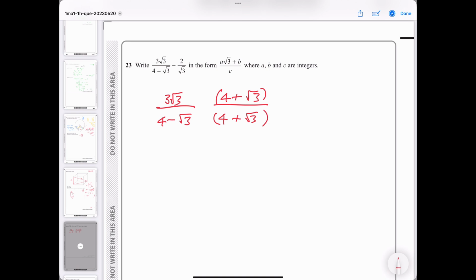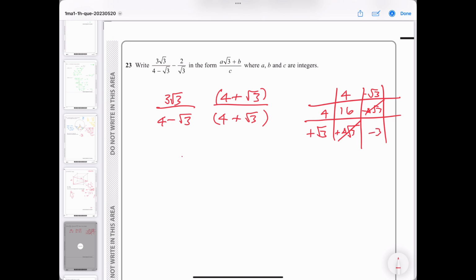And that gives us, so if we did a little grid, I do like a grid, 4 plus √3, there we go, so we've got 16. These would cancel out, that would be minus √3 and plus 4√3. Those go, and then plus √3 times minus √3 is minus 3. So on the bottom we have 13.